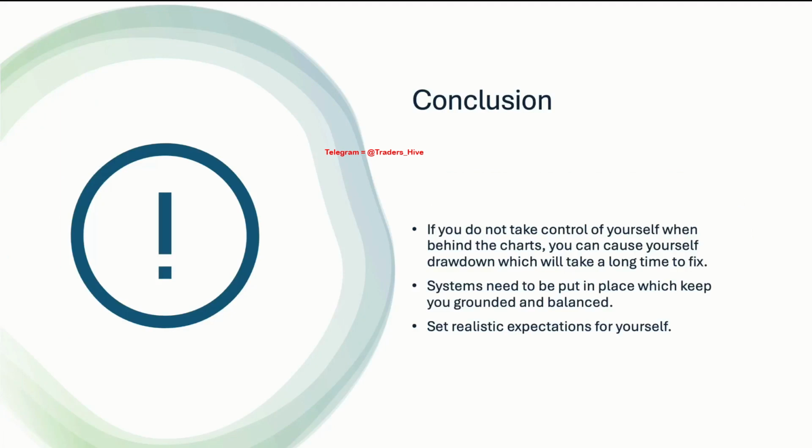The conclusion of this lecture is the following. If you do not take control of yourself when you're behind the charts, you can cause yourself a drawdown which will take a long time to fix. Systems need to be put in place in which you keep yourself grounded and balanced. Set realistic expectations for yourself.